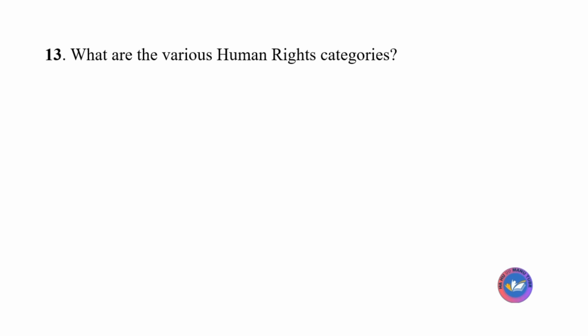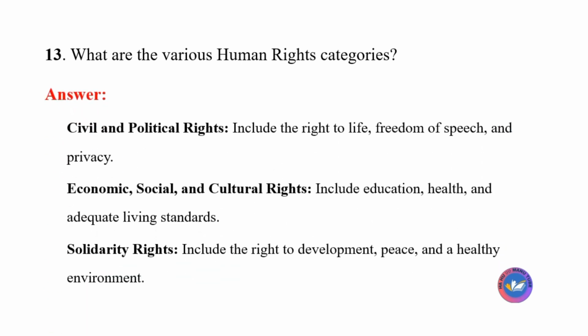The answers include civil and political rights, which include the right to life, freedom of speech, and privacy. Economic, social, and cultural rights, which include education, health, and adequate living standards. Solidarity rights, which include the right to development, peace, and a healthy environment.